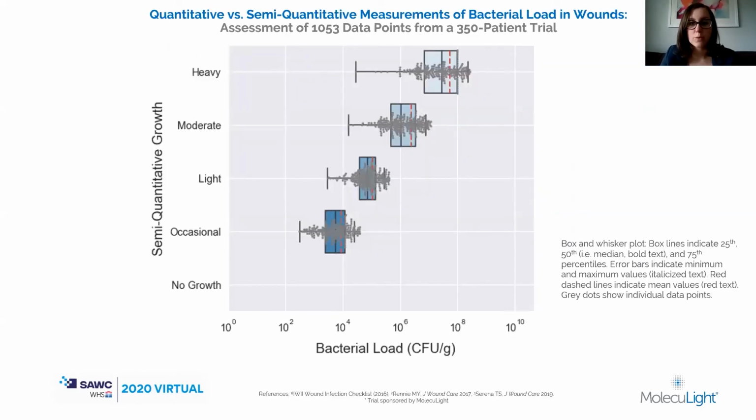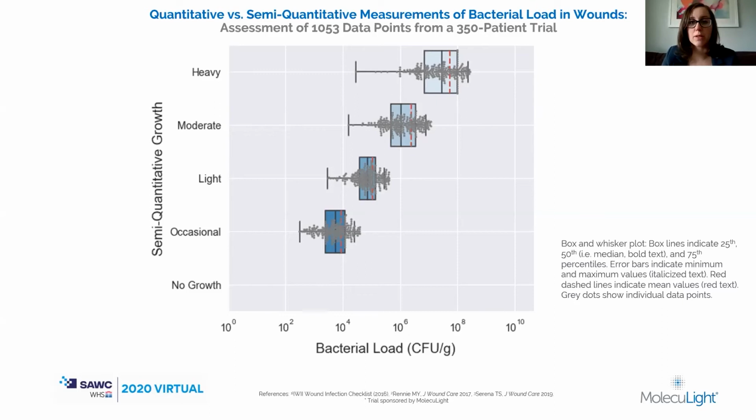These are box and whisker plots, so I'll just tell you a bit about how to read these plots. The lines of the box represent the 25th, the 50th, or the median, and then the 75th percentile. And then the whiskers, which are the error bars on either side of the plots, show the minimum and maximum values. And then the red dotted line shows the mean value.